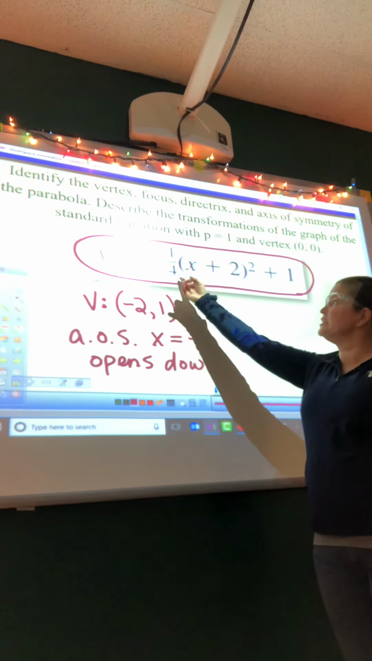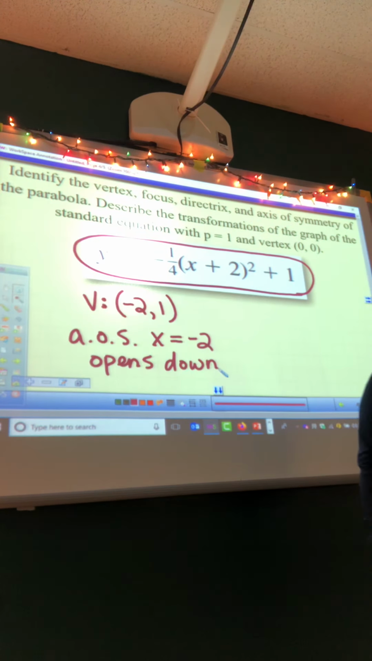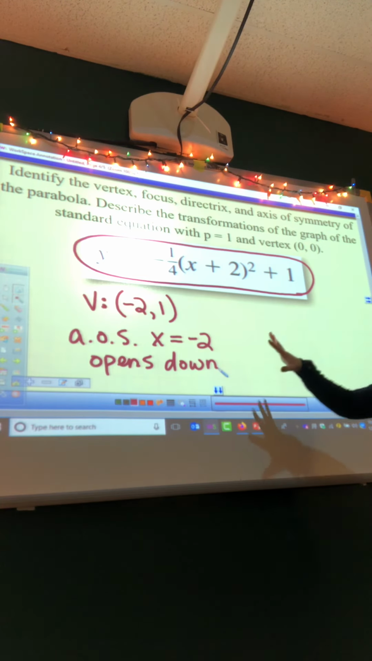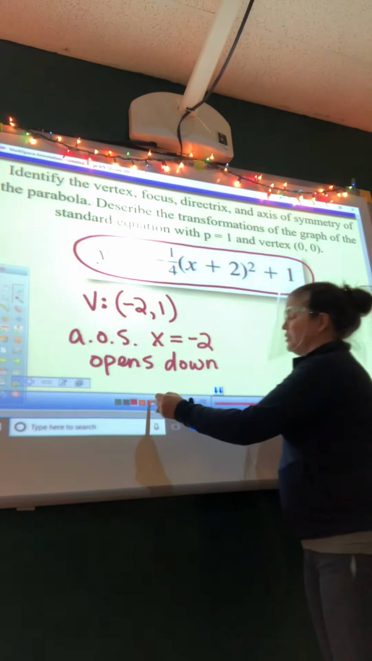We could also get a little more exact and say, is that 1/4 going to make it wide or narrow? More wide, because it's a fraction or a decimal. So we could get a good graph. But they're asking us to apply those other formulas to find our focus and our directrix. But before we can do those other formulas, we have to find our P.